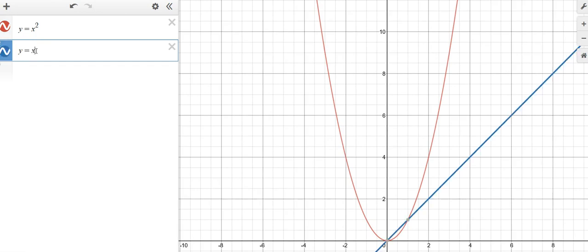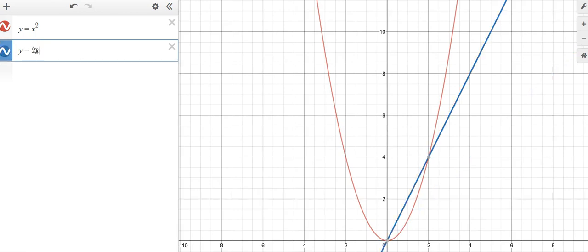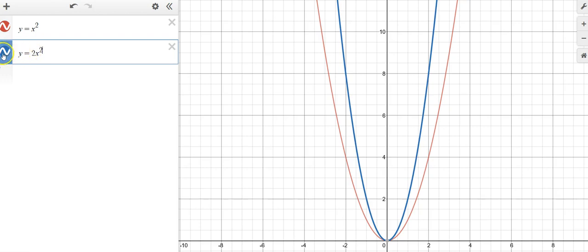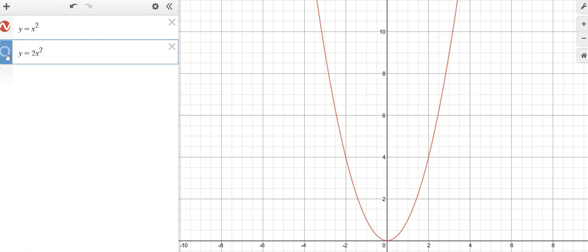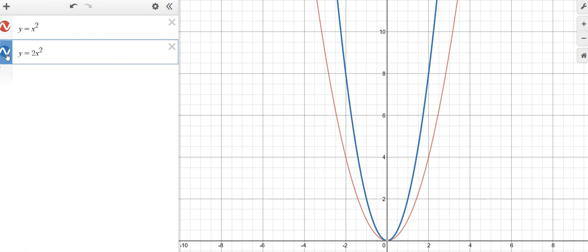What is this going to do to the graph? 2x squared. Okay? Here's your original y equals x squared, and then we throw a 2 in front of it. Now, what just happened to the picture? It changed how? I know you think it got thinner, right? That's the basic idea. It got thinner. Okay?